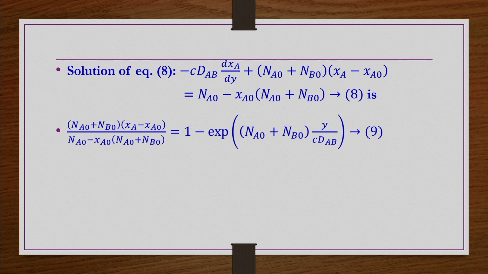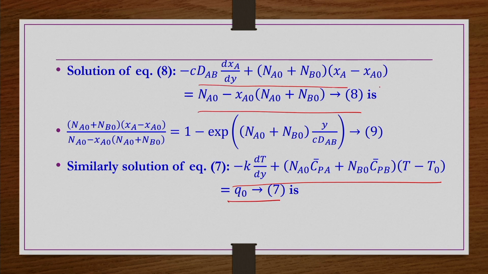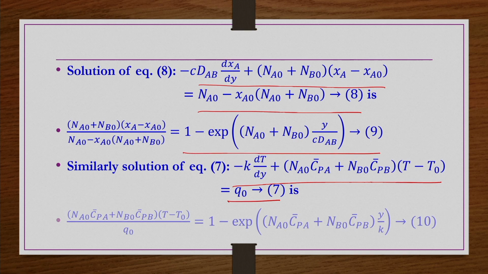Right. Now our equation number 7 is similar to equation number 8, so its solution should be similar to equation number 9. So that you have here, NA naught has to be replaced by NA naught CPA bar and NB naught has to be replaced by NB naught CPB bar, and delta x should be replaced by delta t, and whatever NA naught minus XA naught, NA naught plus NB naught is there, that should be replaced by Q naught. The right side also the same thing we are doing, and then C dAB should be replaced by K.